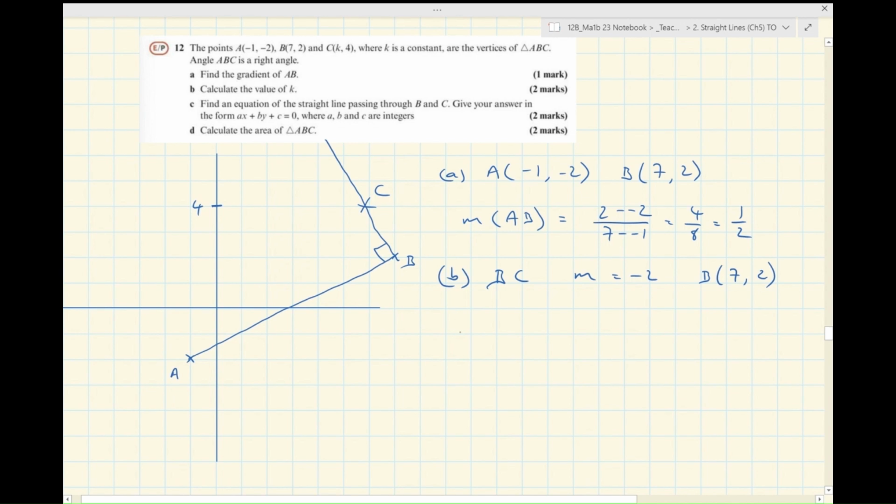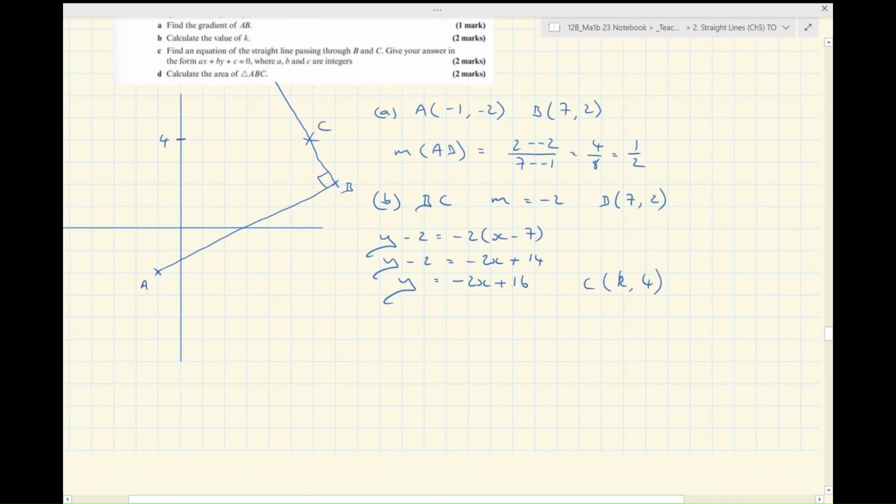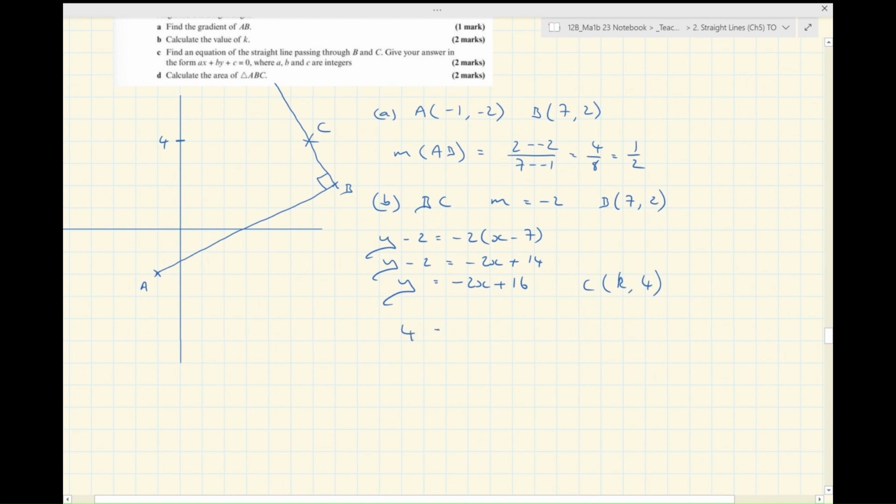So I can simply go y minus 2 equals -2 times (x minus 7). Y minus 2 equals -2x plus 14. Y equals -2x plus 16. So I need to calculate the value of K. Now K is the point on that line where y equals 4, because C is the point (K, 4). So I need to put y equals 4 into there and find my value of x.